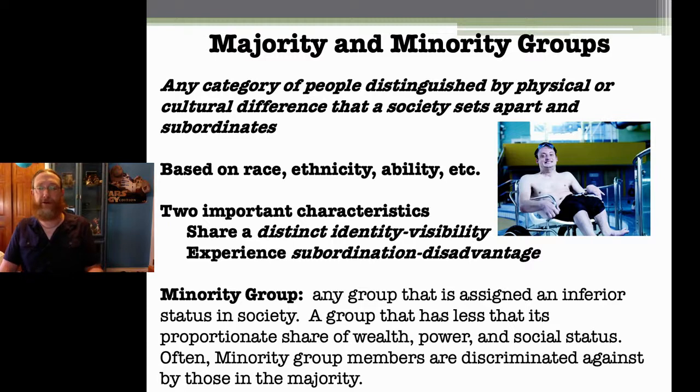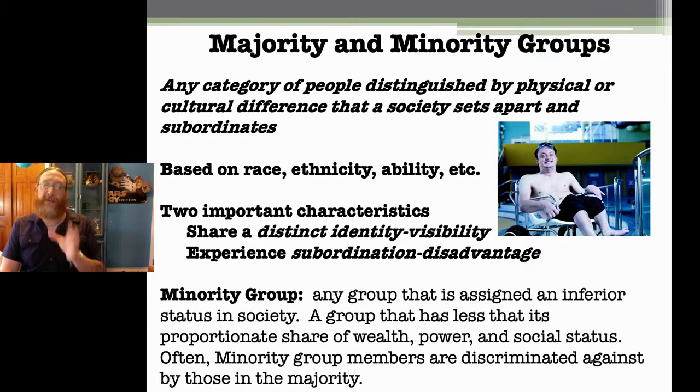So minority group, any group that is assigned an inferior status in a society. A group that has less than its proportionate share of wealth, power, and social status. Again, I'm not thinking that everybody's going to be equal all the time. I don't know that that's attainable. But we certainly don't need something that's so unequal you can't even see my hand off camera. Woo, waving it around, right?